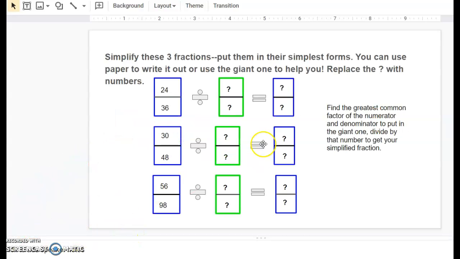You're going to do this same work for these three fractions right here, 24 over 36, 30 over 48, and 56 over 98. Find the greatest common factor between the two numbers, put that number in the giant 1, divide, and you will come up with the fraction in its simplest form. Replace these question marks with those numbers, please.